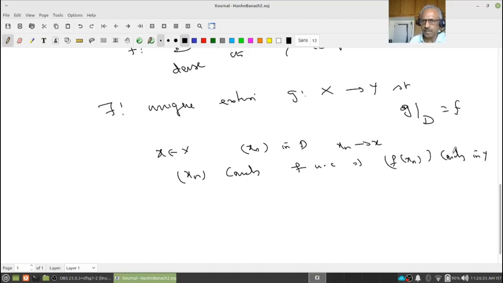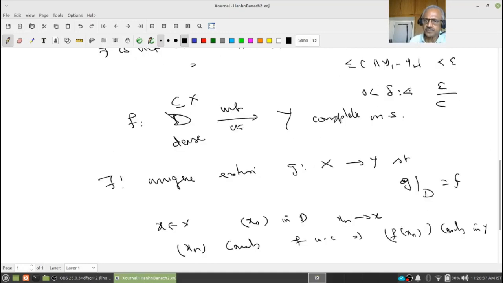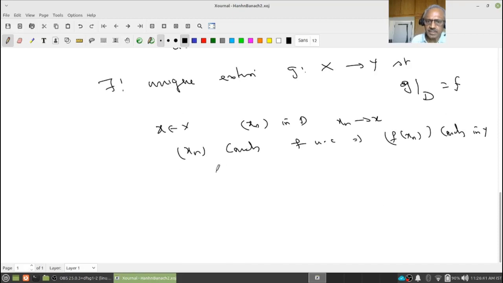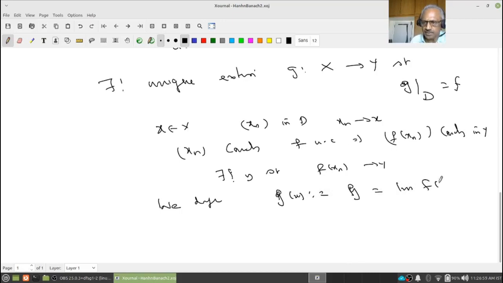in Y. But remember, Y is complete. Y is complete. Therefore there is a unique y such that f of xn converges to y. So we define g of x to be y, which is nothing other than the limit of f of xn. Okay, now we want to check this is well defined.